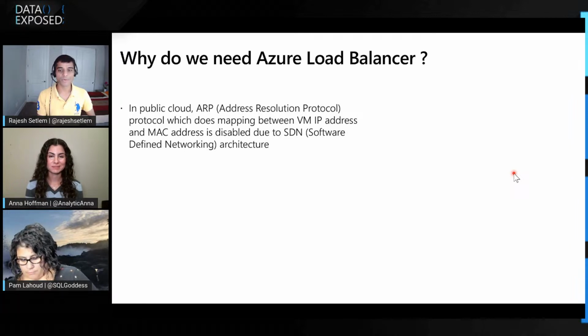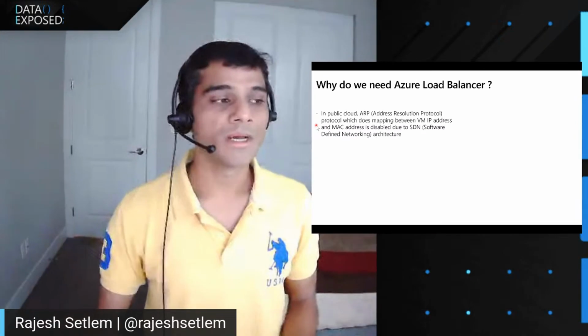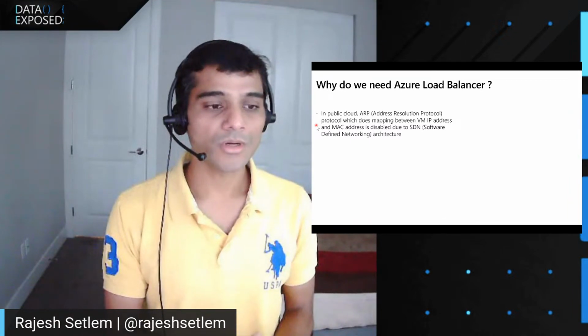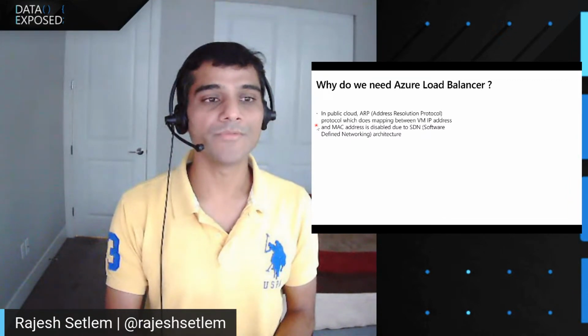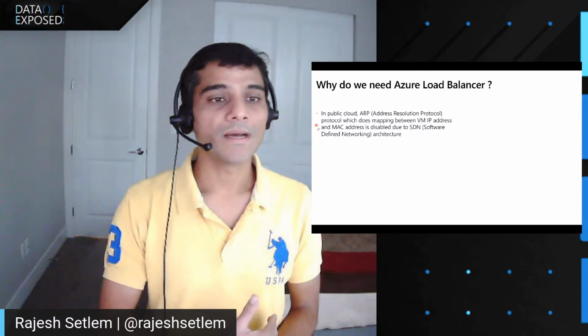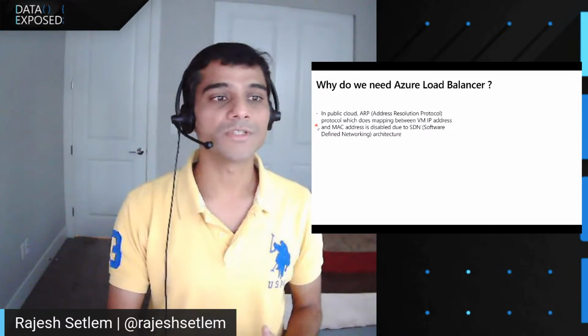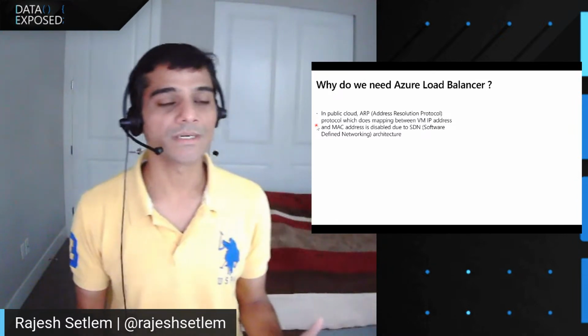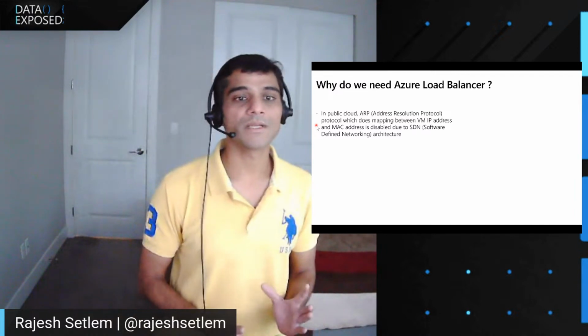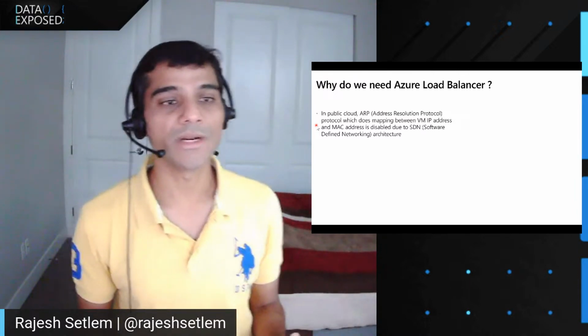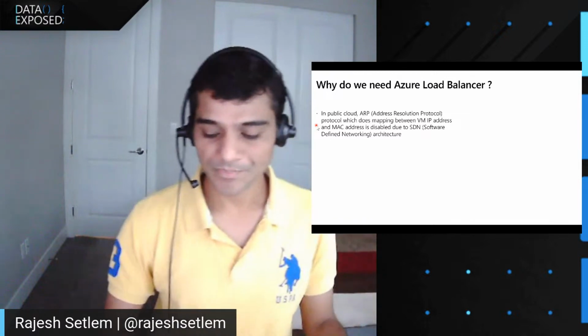I know you may have heard about it in the past, but let me quickly set the context of why you need a load balancer in the Azure world. In the public cloud, and this is not specific to Azure, you pick any public cloud, the ARP protocol, which does the mapping between the VM IP address and the MAC address, is disabled because of the software-defined networking architecture. Imagine the fleet of servers that we have to manage, so it's impossible to have all those route table entries available in a public cloud.